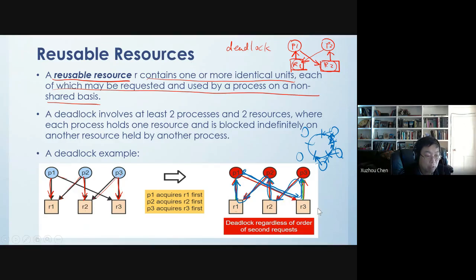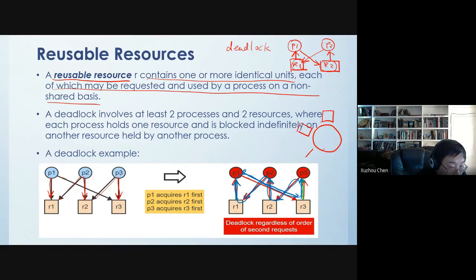Let me actually redraw this. Okay, I have to be careful between request and allocation. So let's see. Okay. Now I should change the color.